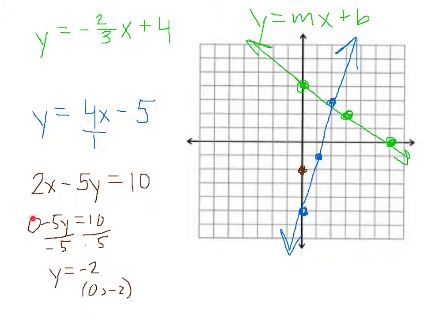So for the first part, I plugged in 0 for x. Next I'll plug in 0 for y, so that'll give me 2x minus 0 equals 10. You can get x by itself by dividing both sides by 2. x equals 5. And since my x equals 5, I know my y is 0 because I plugged in 0 for y. And that point is over 5, 1, 2, 3, 4, 5, up 0. So that's going to be right here.